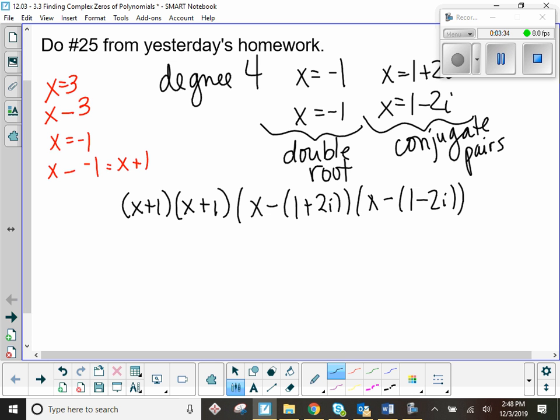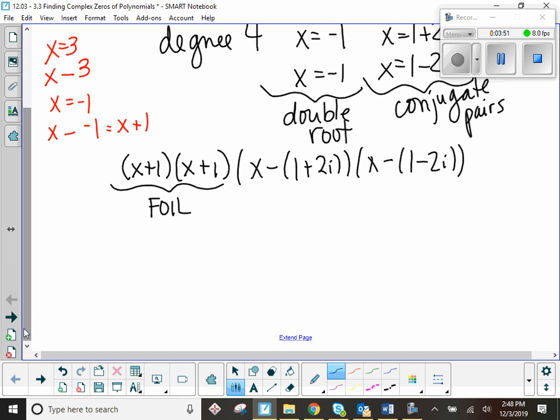So the next step is to do what with all those things? FOIL them out. The first two are pretty easy, vanilla. You go ahead and FOIL these out. And I'll give you a moment to do that. Please raise your hand when you've successfully foiled so I know where we are and we can move on. Thank you. Have you foiled?